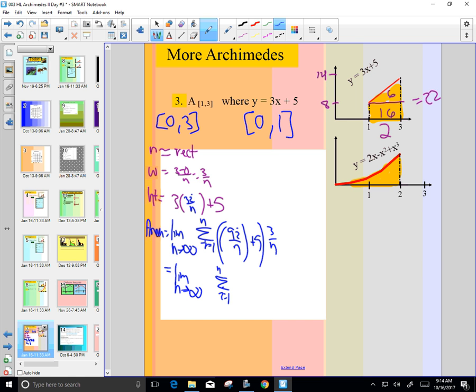Careful here. This is going to be 3 times 9 is 27i over n, plus the sum as I goes from 1 to n of 15 over n. Just multiplying those out. Emma, is that okay?